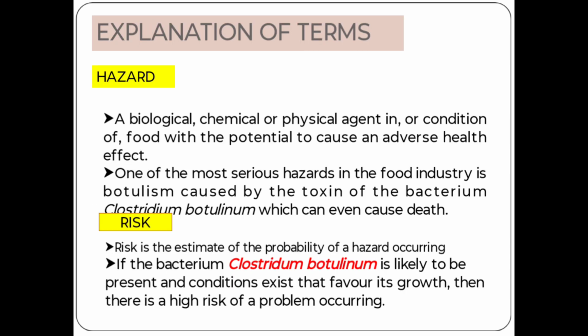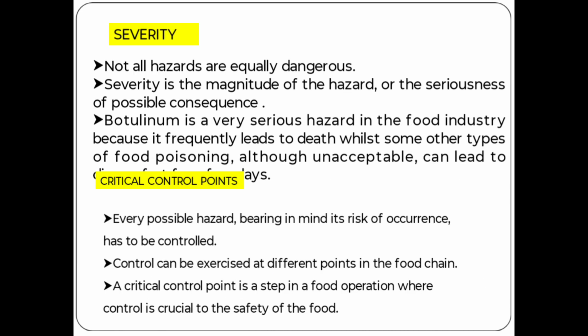Explanation of terms. Hazard: a biological, chemical or physical agent in, or condition of, food with potential to cause an adverse health effect. One of the most serious hazards in the food industry is botulism, caused by the toxin of the bacterium Clostridium botulinum, which can even cause death. Risk: risk estimates the probability of a hazard occurring. If the bacterium Clostridium botulinum is likely to be present and conditions favor its growth, then there is a high risk of the problem occurring.